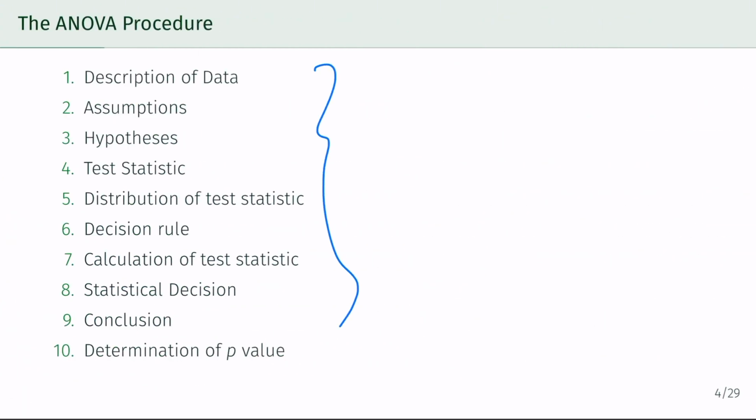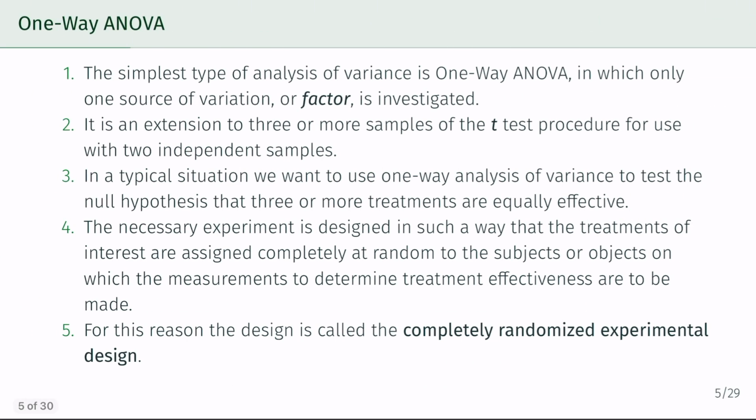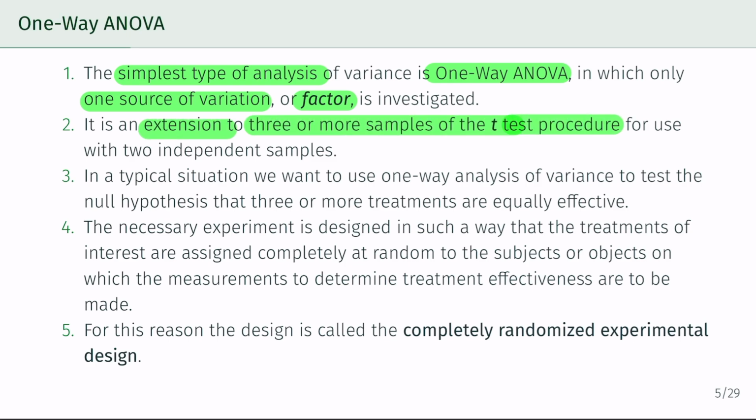Let's start with the first one, description of data. The simplest type of analysis of variance is what is called one-way ANOVA, in which we are trying to investigate only one source of variation or factor. It's an extension to 3 or more samples of the t-test procedure for use with 2 independent samples. We already talked about this in the previous lectures, the t-test for 2 independent samples.